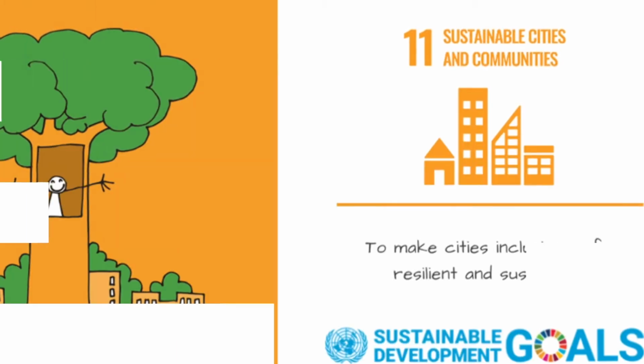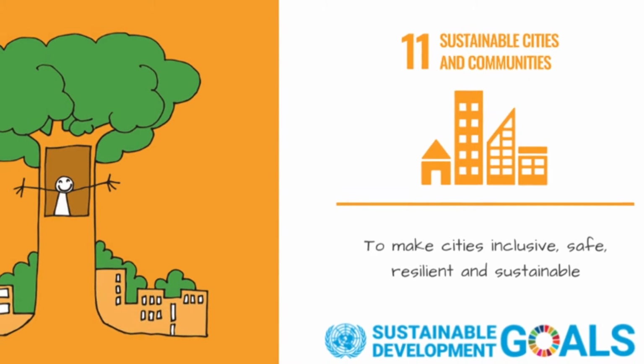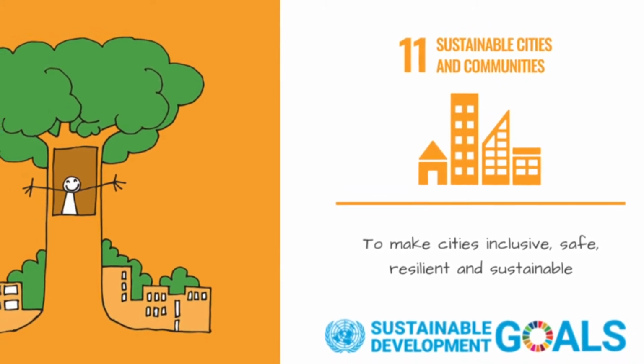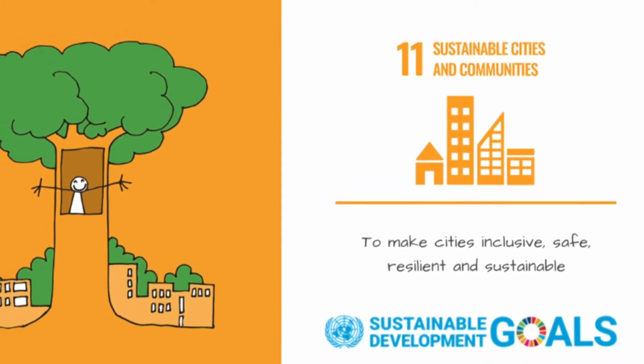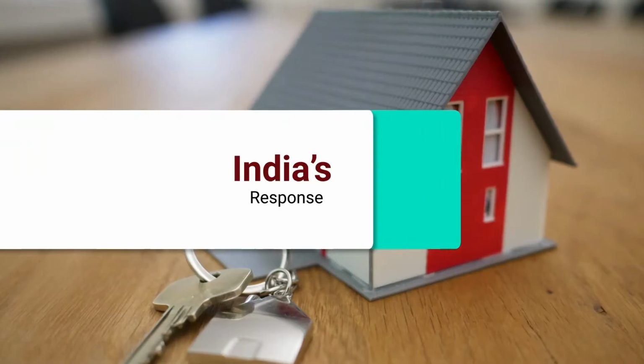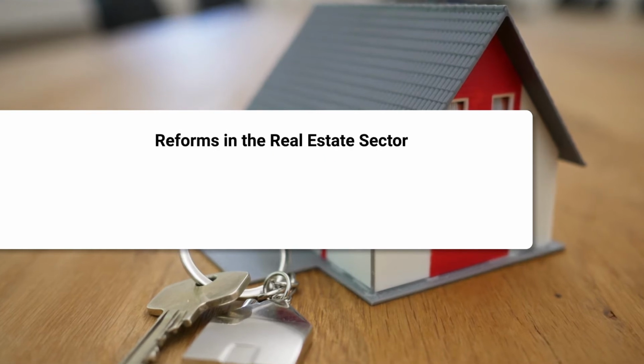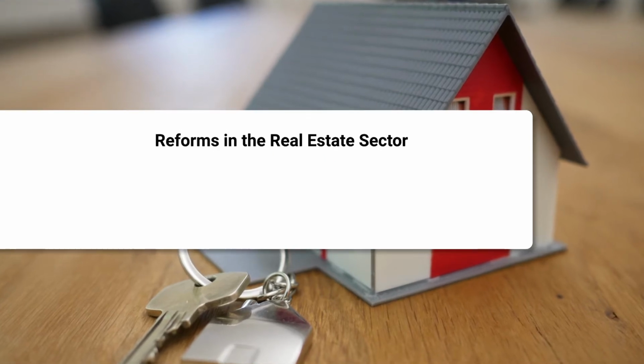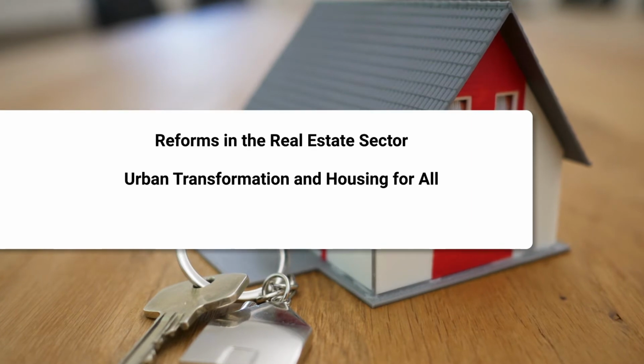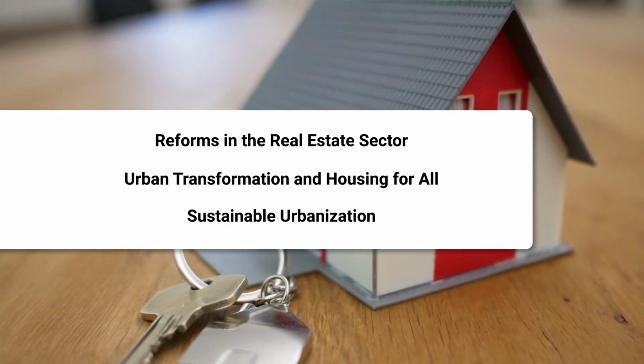If we come to goal number 11, sustainable cities and communities, to make cities inclusive, safe, resilient, and sustainable, India is taking important steps through the approach of reforms in the real estate sector, urban transformation and housing for all, and sustainable urbanization. As you know, urbanization in India has become a necessary and irreversible process and is an integral determinant of economic growth and poverty reduction.